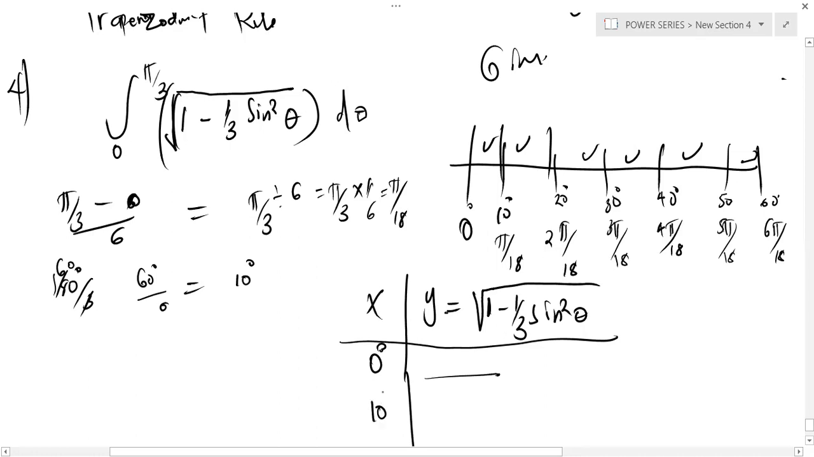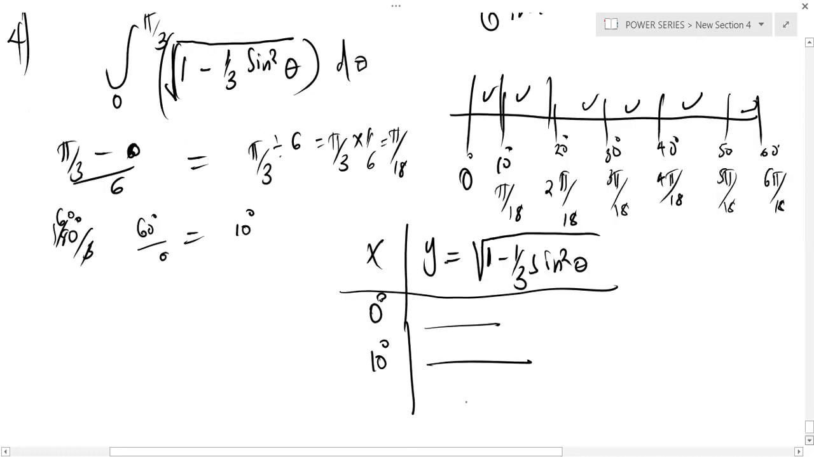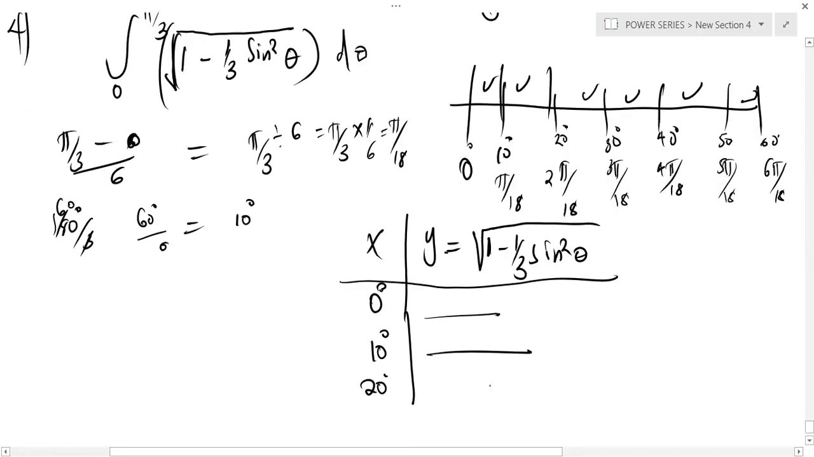When x is 10 degrees or pi over 18, get your value. When x is 20 degrees, get your value. 30 degrees, get your value, all the way up to 60 degrees. And then input into the Simpson's rule. Simpson's rule is in your book.